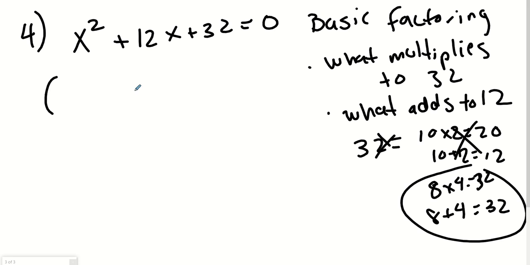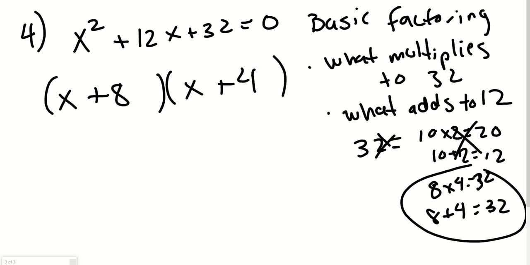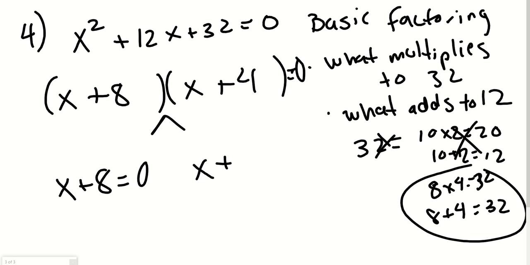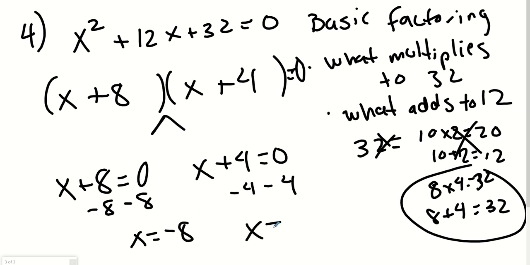So then I have two binomials. x and x will give me x squared. A positive 8 and a positive 4. And of course, this equals 0. So I just basically went from standard form to factored form. And now I can split it into two linear equations. x plus 8 equals 0, x plus 4 equals 0. So now I want to solve for x. Well, now all I have to do here is a one-step equation. Subtract 8, subtract 4. And then x equals negative 8, x equals negative 4.